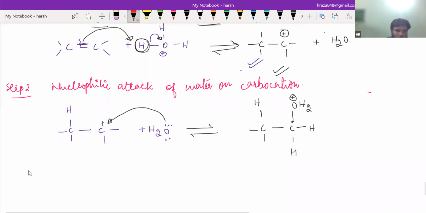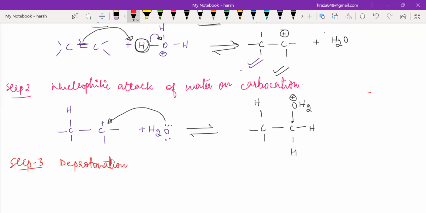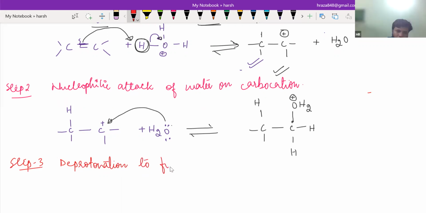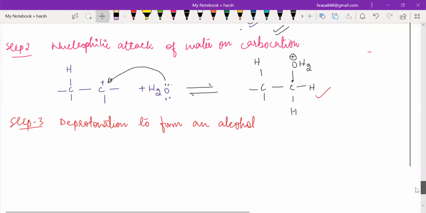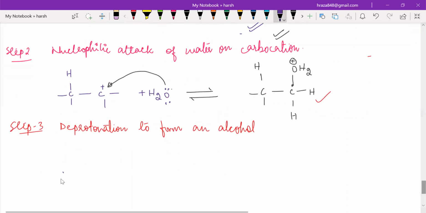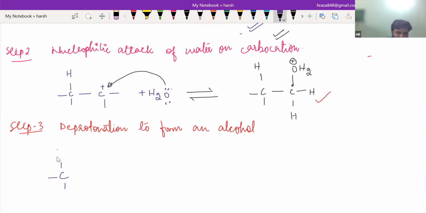Now in step 3 you can see, step 3, deprotonation. Do you know what is deprotonation? Removal of protons. Removal of proton, very good. Deprotonation to form an alcohol. So we are going to deprotonate this product from the second step. That means you can see the second step is like this. It is like this. O plus H.